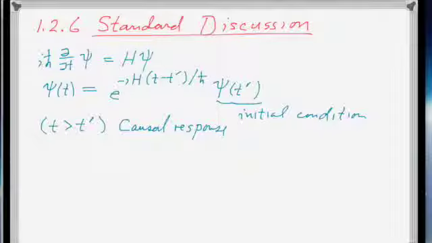We can write this causal response as e to the minus i H (t minus t prime) over h bar times the unit step function, where theta is your usual step function. For t greater than t prime, it's 1. For t less than t prime, it's 0.